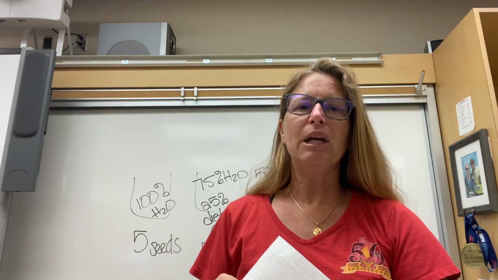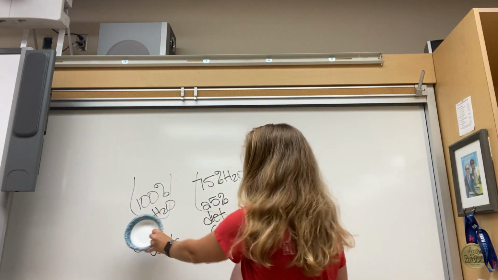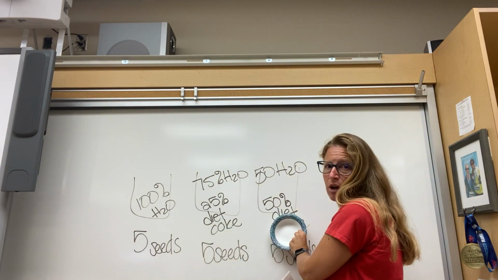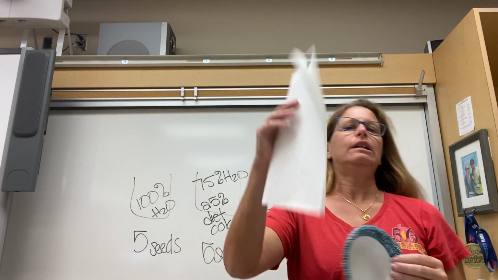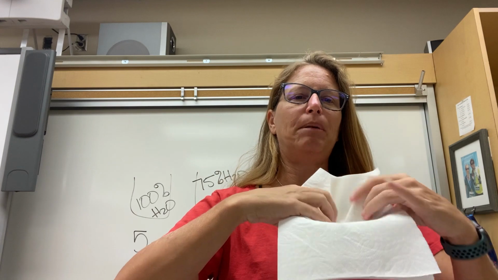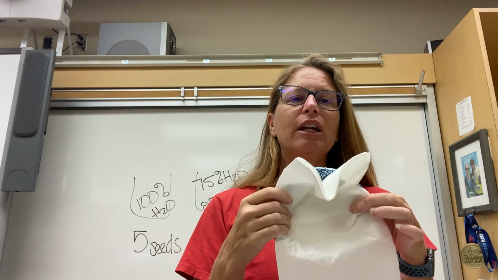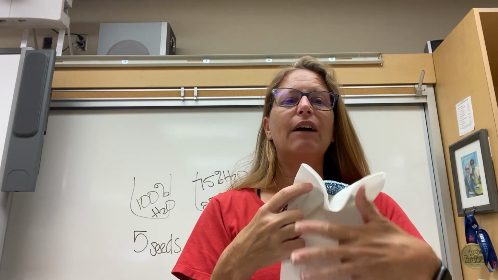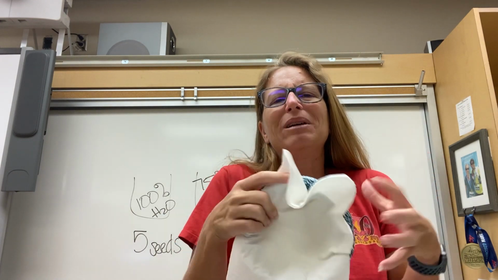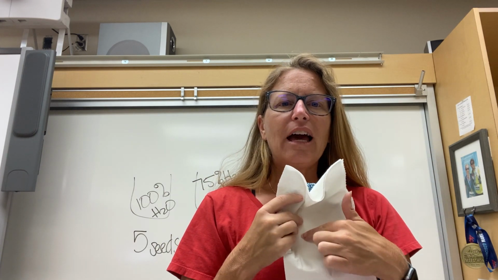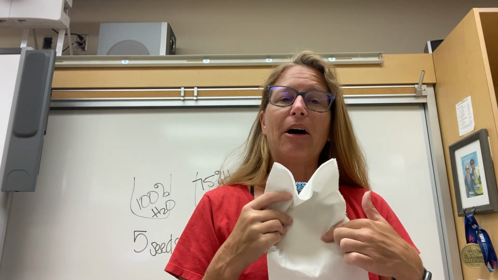So I'll have 3 bowls. 1 bowl for this, 1 bowl for my 75-25, and 1 bowl for my 50-50. Dampen my paper towel, put it at the bottom of my bowl, and spread out my 5 seeds. If you're going to use the bowl or the Tupperware, cover it with saran wrap because you want that humidity in there. And then you just every day look and you're going to measure the roots as they come out.